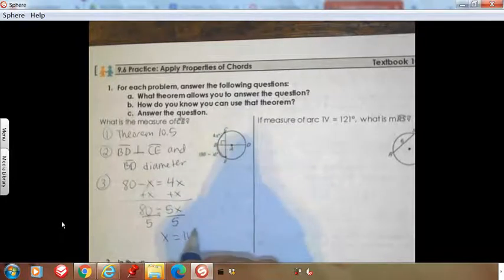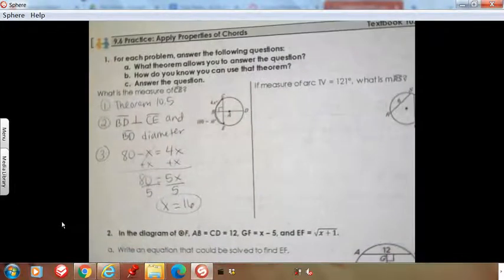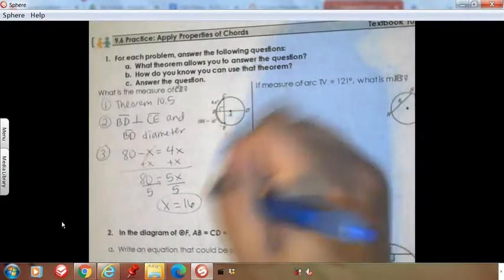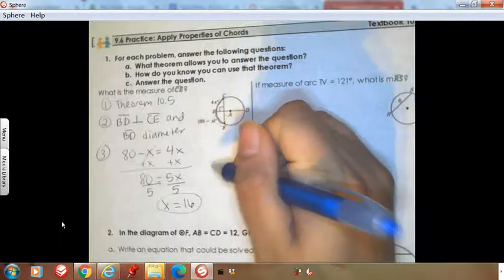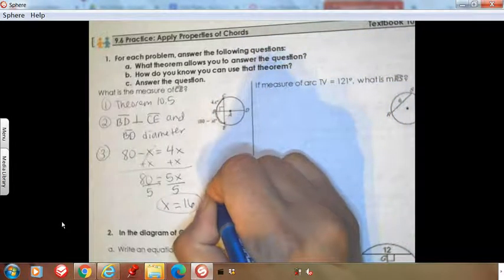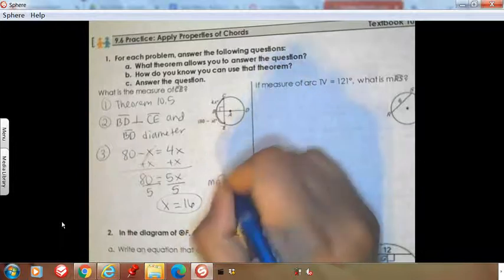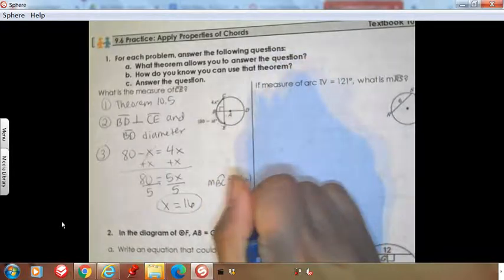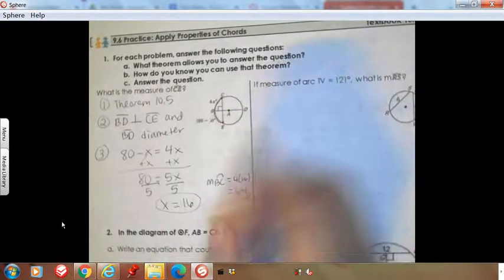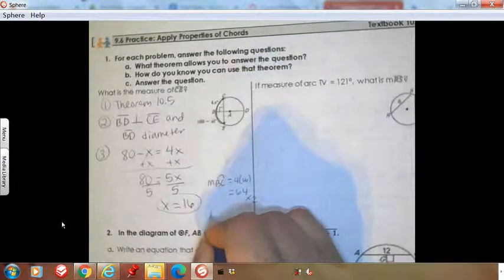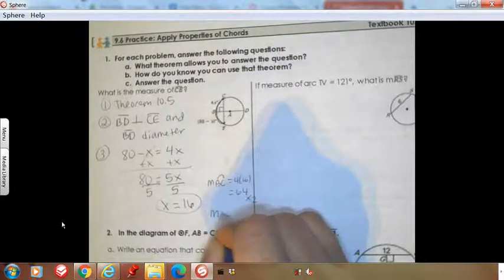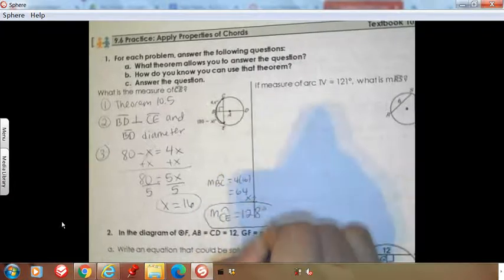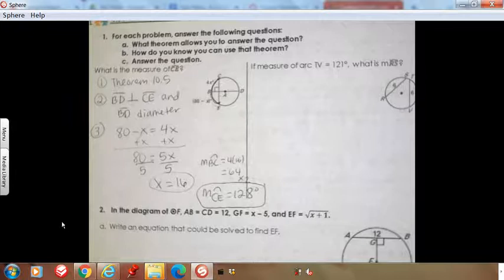The question, though, didn't just say what is x, it said find the measure of arc CE, or the whole thing here. So once I substitute back in, I want to double that to get my final answer. The measure of arc BC would just be 4 times 16, which is 64. But you want to multiply that by 2, or add 64 to it again, because you want the entire arc. So the measure of arc CE is 128 degrees, and that would be the final answer. Okay, that's for the first part.